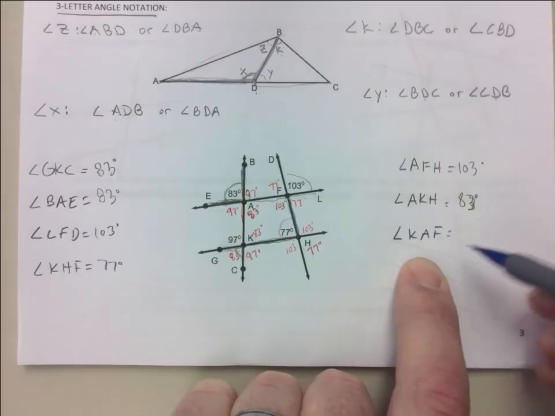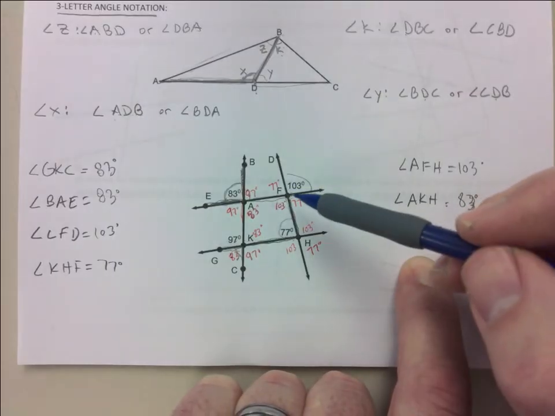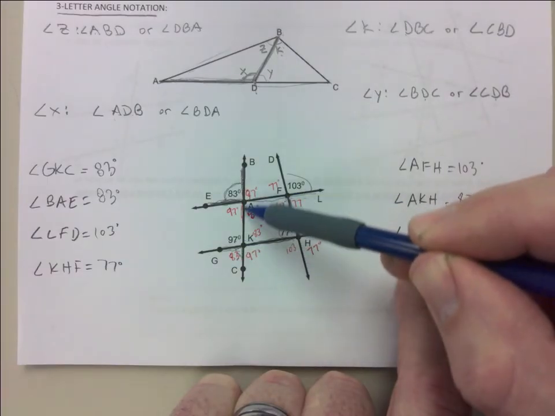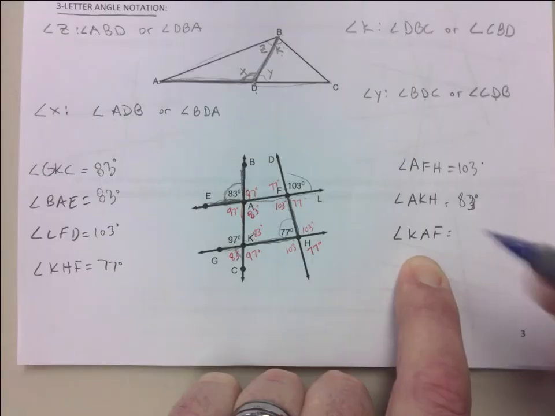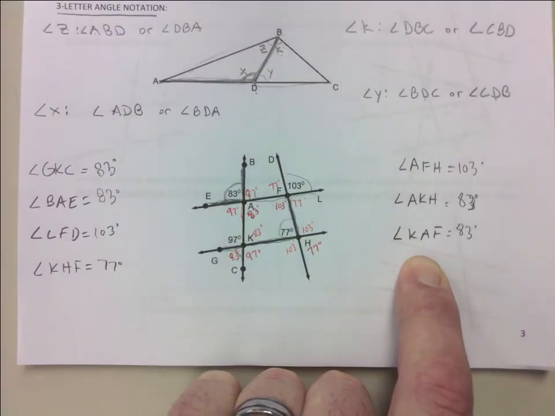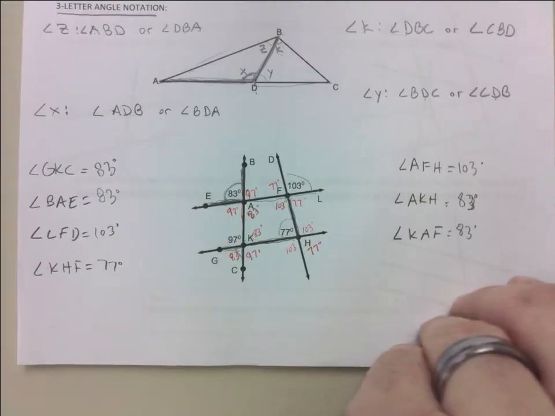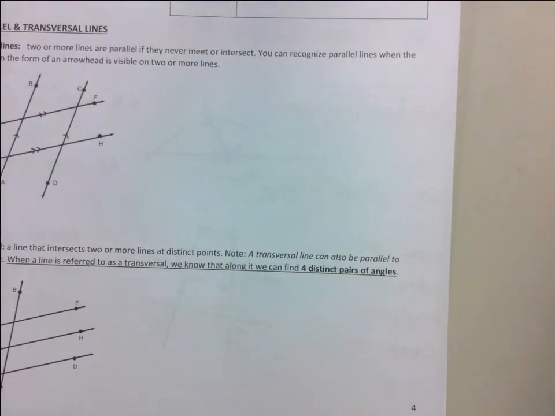So make sure you correct it, right? KAF. You're connecting those two, so that's 83. So there you have it. That's how you do it. Let's keep going. Trust me, we'll do this again, so it's not going to be the first or last time.